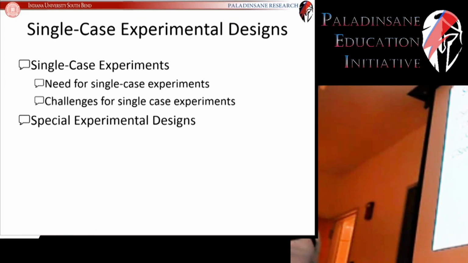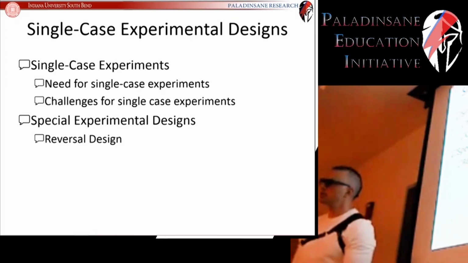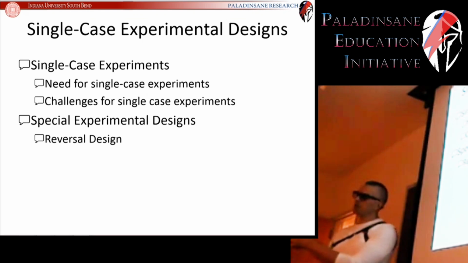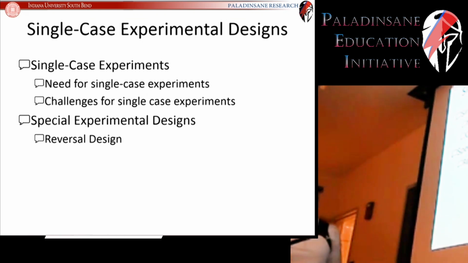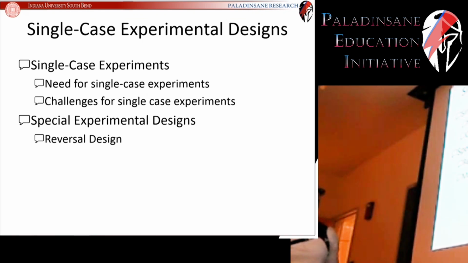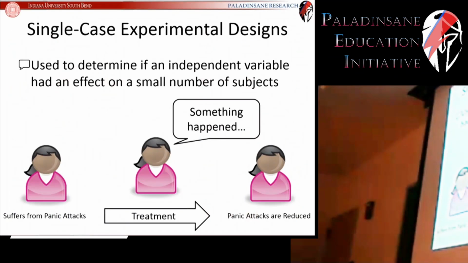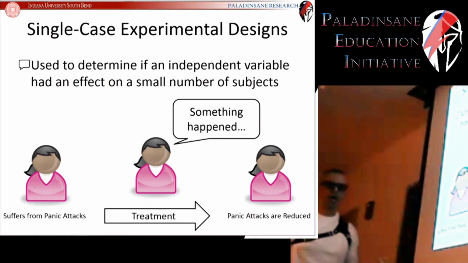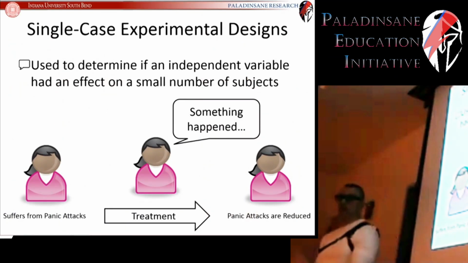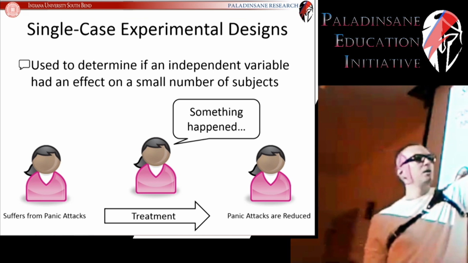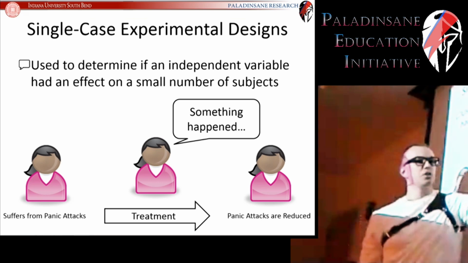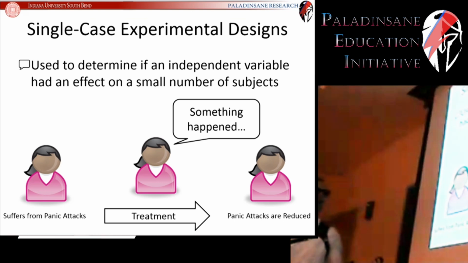Now we'll take a look at those special experimental designs that are used to deal with the issues in a single case experimental design, including reversal design. So what do we do? How do we handle this? How do we make sure that it's the treatment or that it's something else? How do we determine which one of those is the actual case?